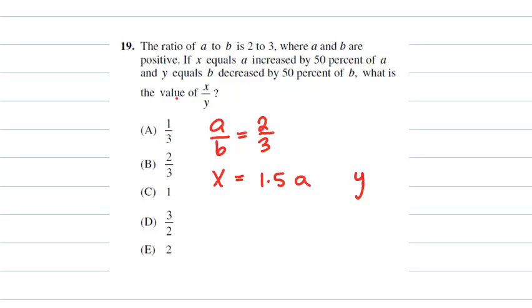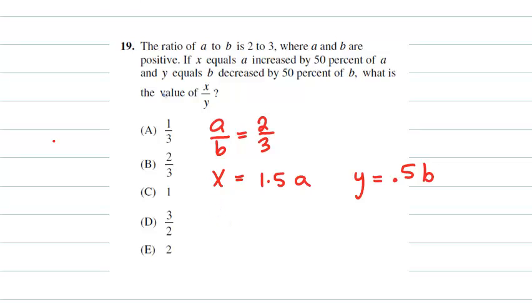Y equals B decreased by 50%. Well, anything starts at 100%, so if I'm decreasing it by 50%, that's 100 minus 50, which leaves us with 50. So this is B decreased by 50%. What is the value of x over y?